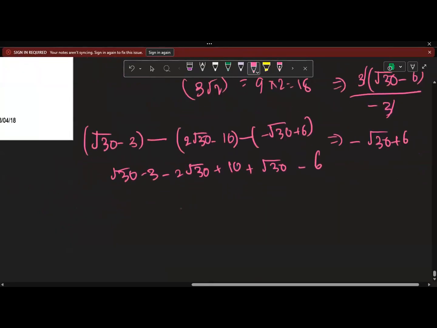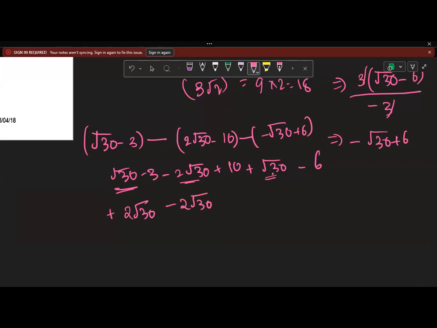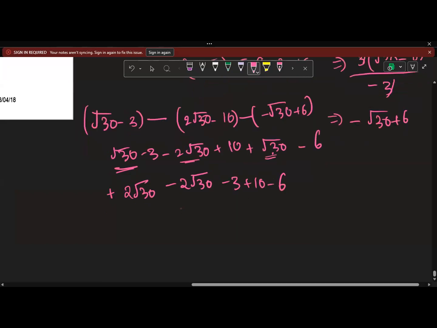Right children? Now root 30 plus root 30 is 2 root 30. This one and this one, when you add, you get 2 root 30. And you see now there is a plus 2 root 30 and a minus 2 root 30 as well. Then there is minus 3 plus 10 and minus 6. So this part and this part is cancelled.